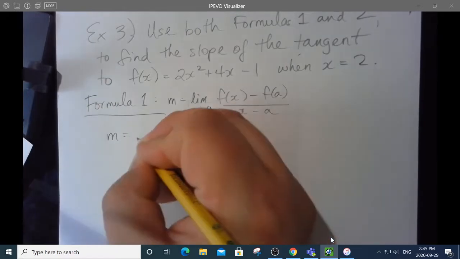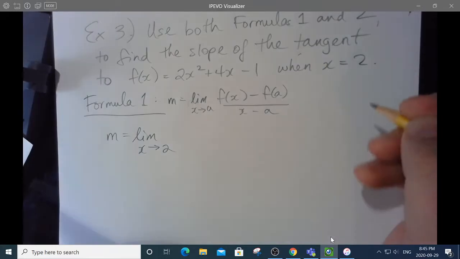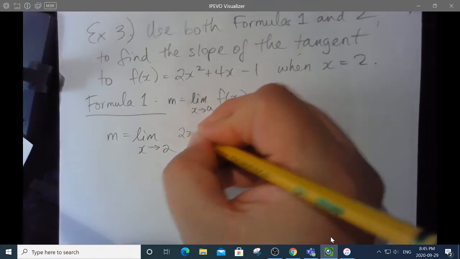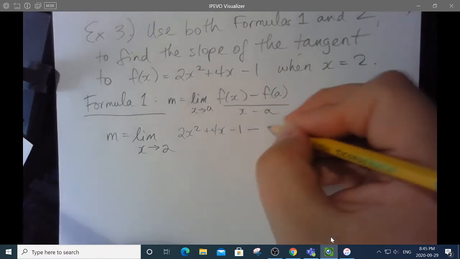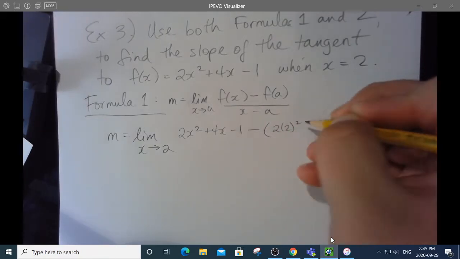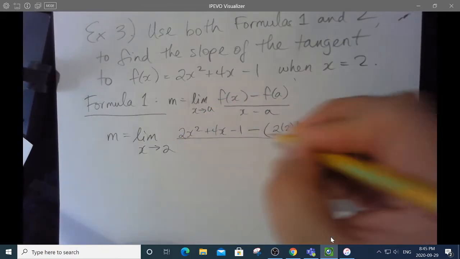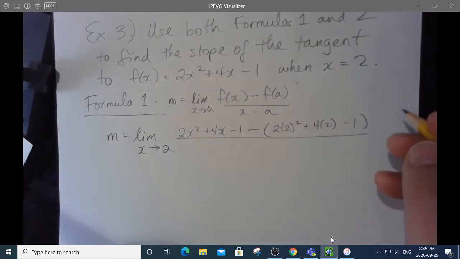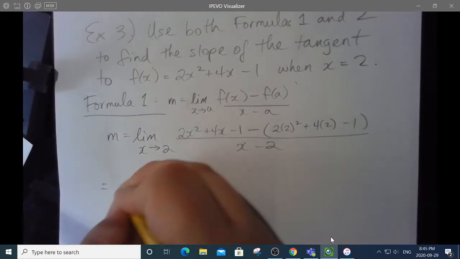So, the slope is the limit as x approaches a, which is 2, of f of x, which is 2x squared plus 4x minus 1, minus, and f of a is 2 times 2 squared, so I'll just plug that in, 2 times 2 squared, plus 4 times 2 minus 1. And all of that is being subtracted, so make sure you put that in the bracket, all over x minus 2. I'd love to be able to just plug the 2 in and get on with my life, but I can't. So I'm hoping whatever comes out of this top here will cancel x minus 2 somehow. Let's see if that's what happens.